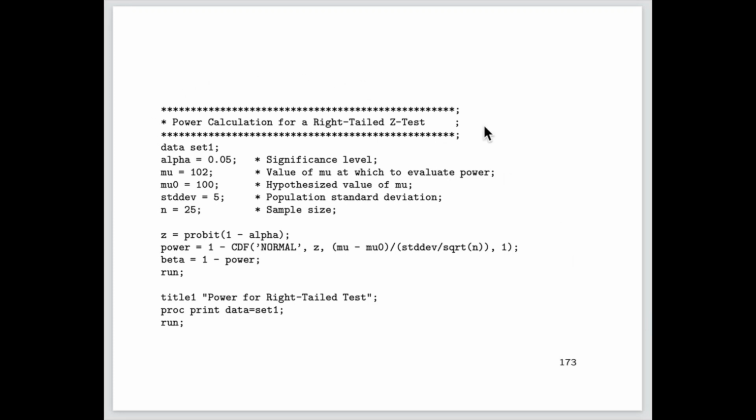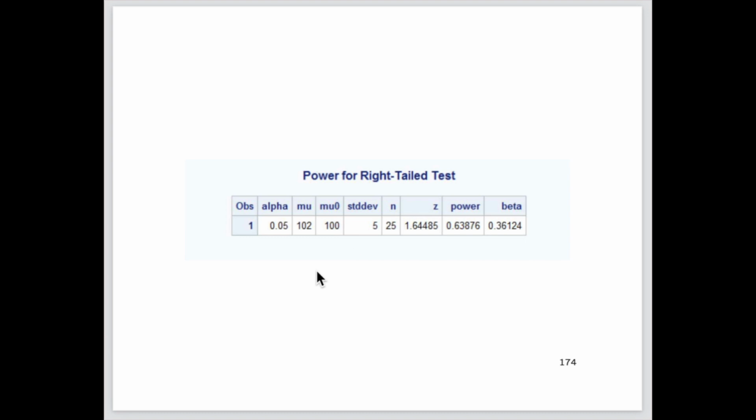Now let's focus specifically on this right-tailed test, because we did perform the right-tailed test by hand. And if we run this, then here is the output that we get from SAS. And so you can see here that we're using an alpha of 0.05 as we specified.